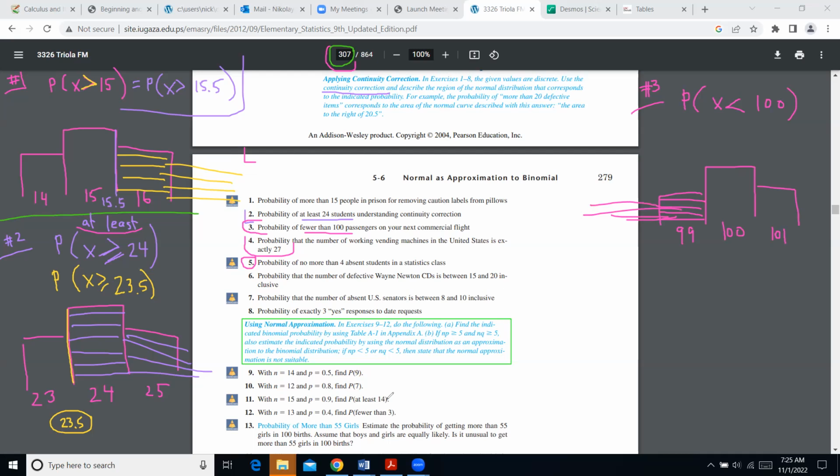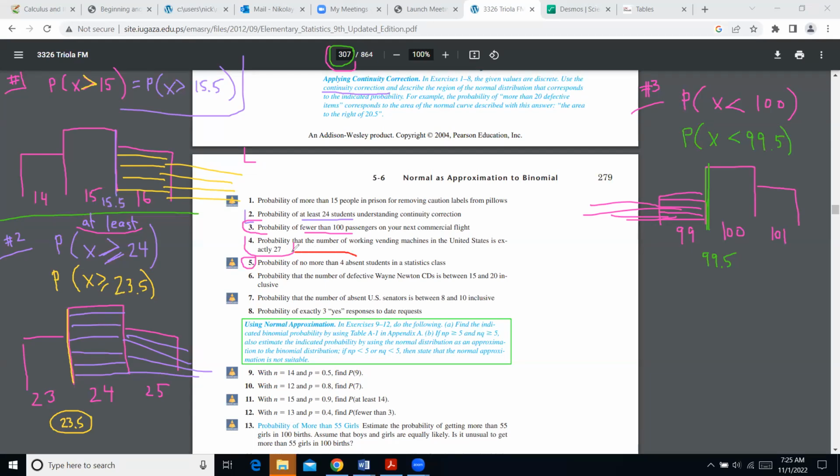So less than 100. We don't include 100. We just go in between 99 and 100. So this is the border where the pink region starts, right? So it's 99 and a half. It's in between 99 and 100. So we got P of X smaller than 99.5. So continuity correction always needs 0.5.